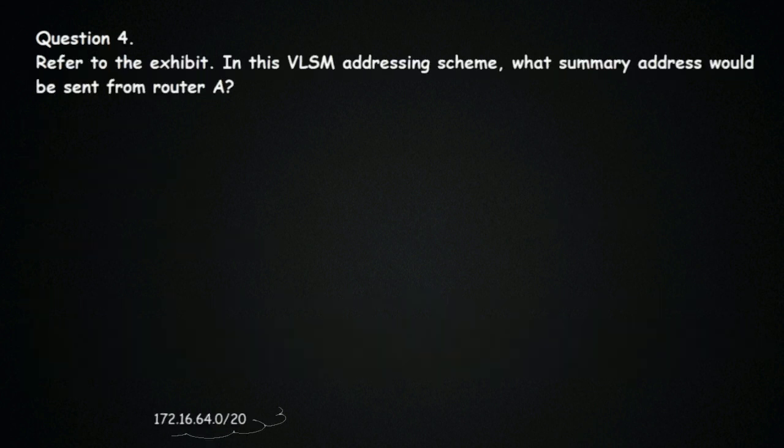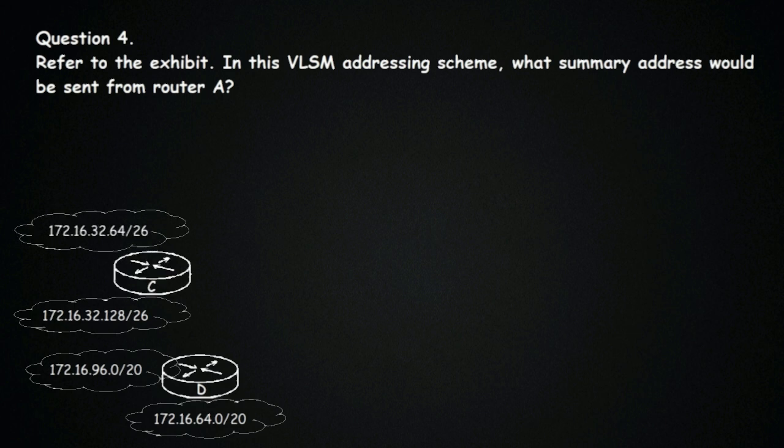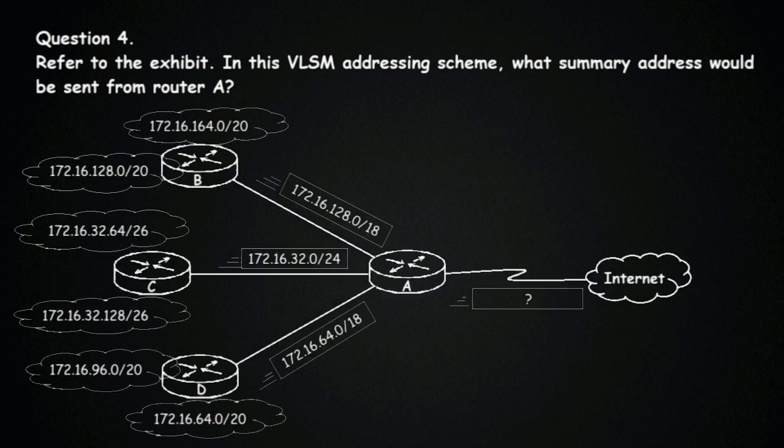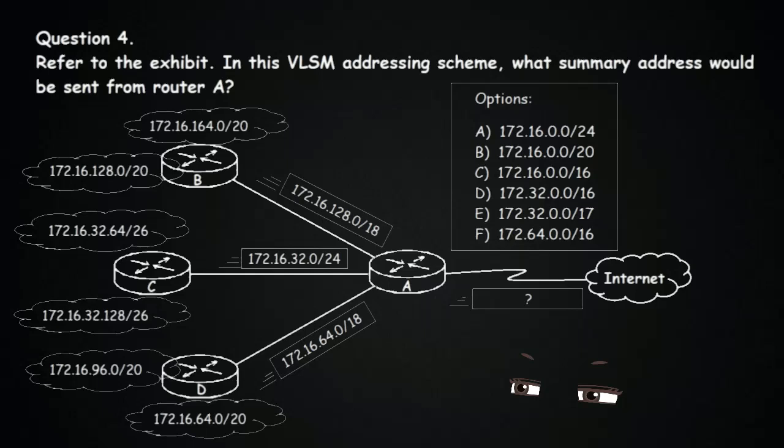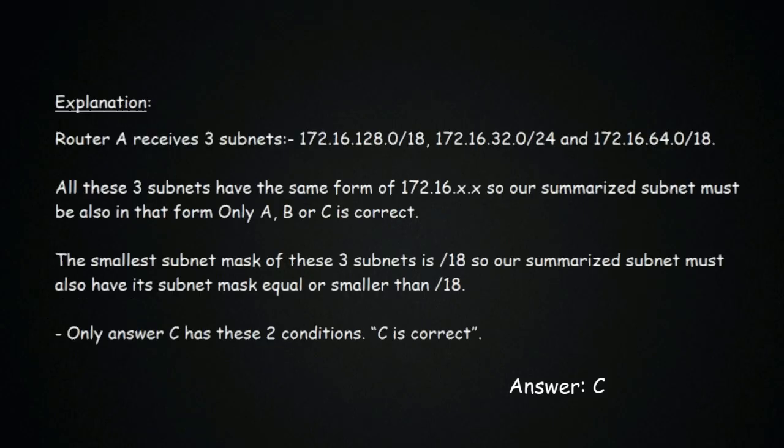Question 4. Refer to the exhibit. In this VLSM addressing scheme, what summary address would be sent from router A? Options. Answer is C. Router A receives 3 subnets. All these 3 subnets have the same form of 172.16.x.x, so our summarized subnet must also be in that form. Only A, B or C is correct.